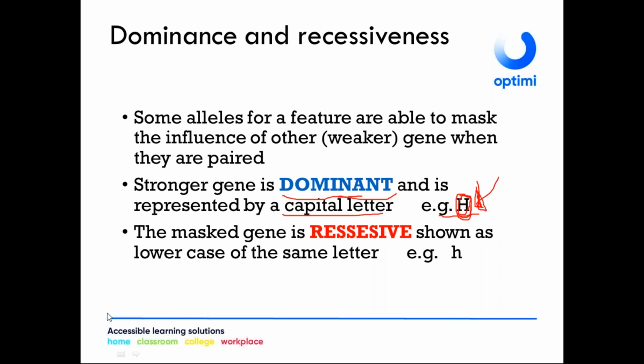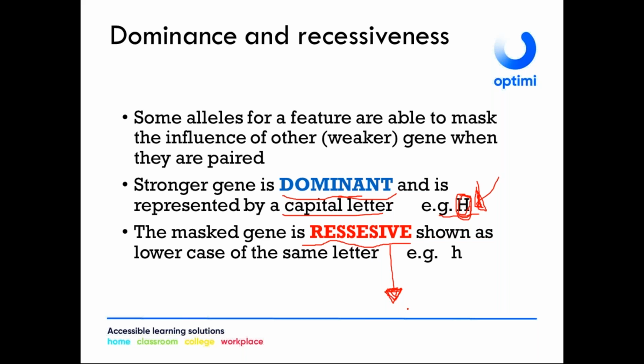The masked gene, the one that does not appear in the phenotype, the weaker gene, is known as recessive. Recessive means it is hidden. It was completely masked by the dominant allele. You see this in friendships as well. Some of our friends are much more dominant than us. So even when we are outside playing or doing whatever, because they've got dominant characters, most of the time you will be hidden. Most of the time the weaker ones are not even recognized or seen. Only the dominant ones are popular.